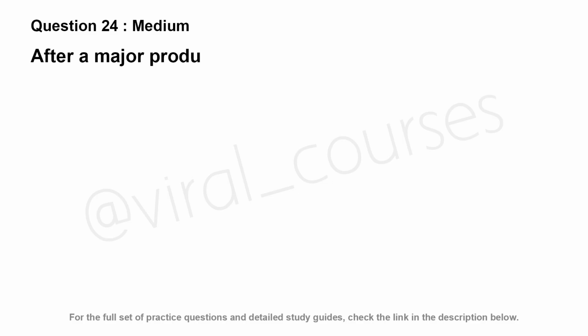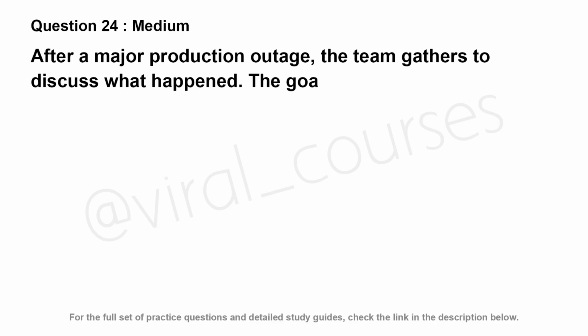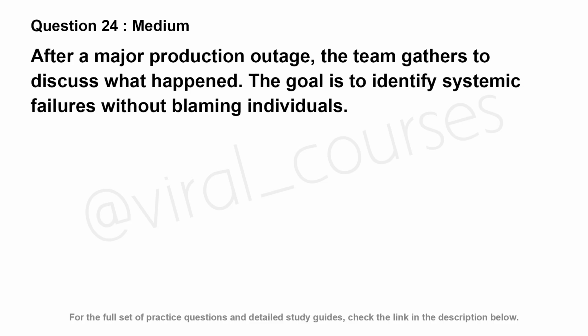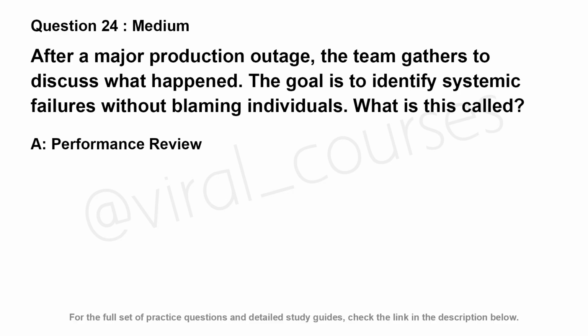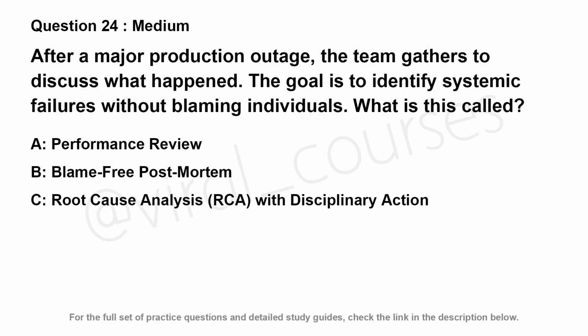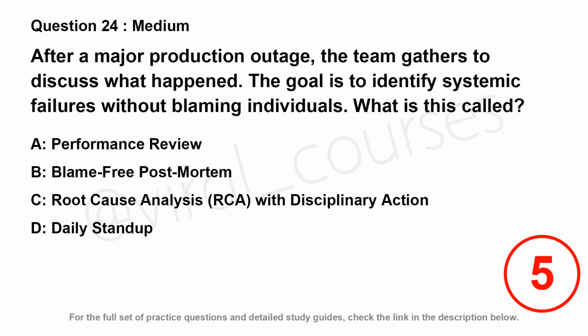After a major production outage, the team gathers to discuss what happened. The goal is to identify systemic failures without blaming individuals. What is this called? Option A. Performance review. Option B. Blame-free postmortem. Option C. Root cause analysis, RCA, with disciplinary action. Option D. Daily stand-up.